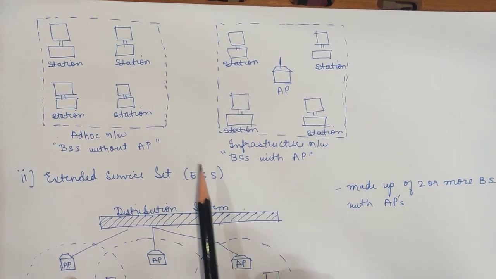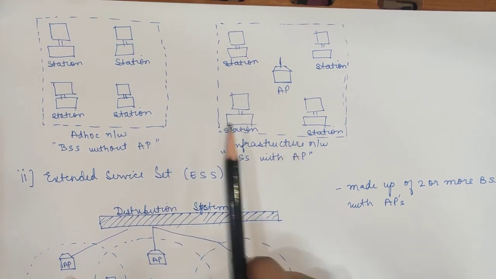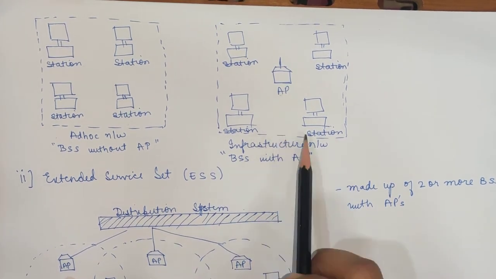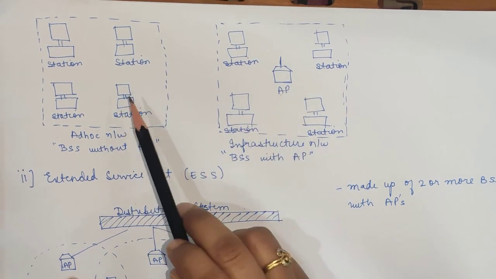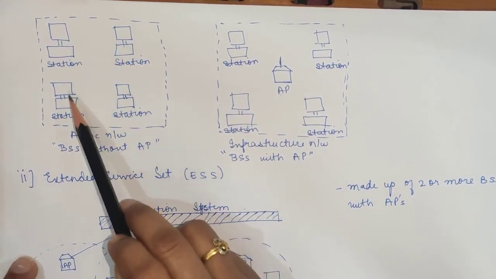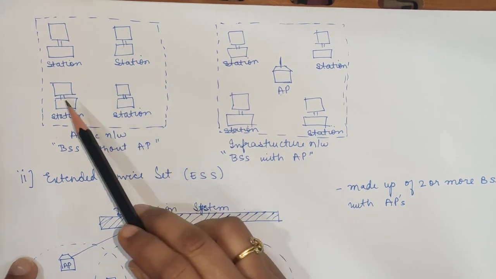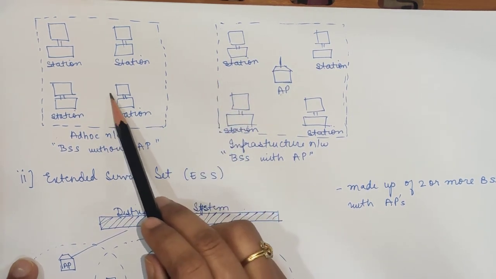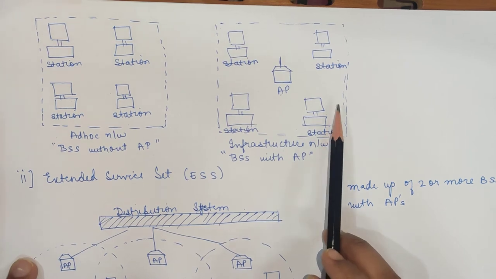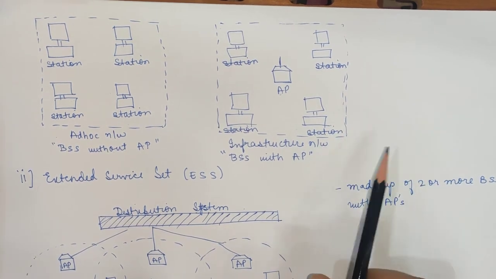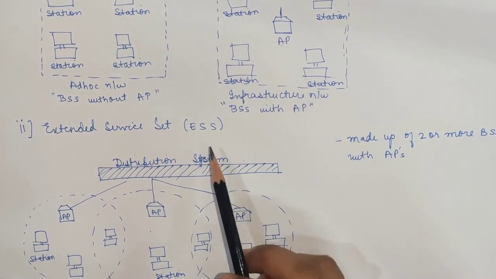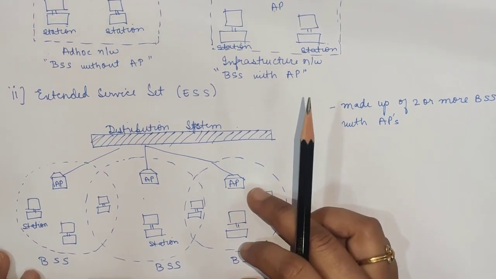In this diagram, as you can see, there is an ad hoc network and an infrastructure network. So it is a BSS without an AP, and a BSS with an AP. Stations in the same BSS can communicate directly. But what happens if one station wants to communicate with a station of another BSS? They cannot communicate because there is no AP. Whereas in this case, they can communicate with the other BSS stations. If you want to communicate with stations of another BSS, we have to use the extended service set. Let us see what happens in this.